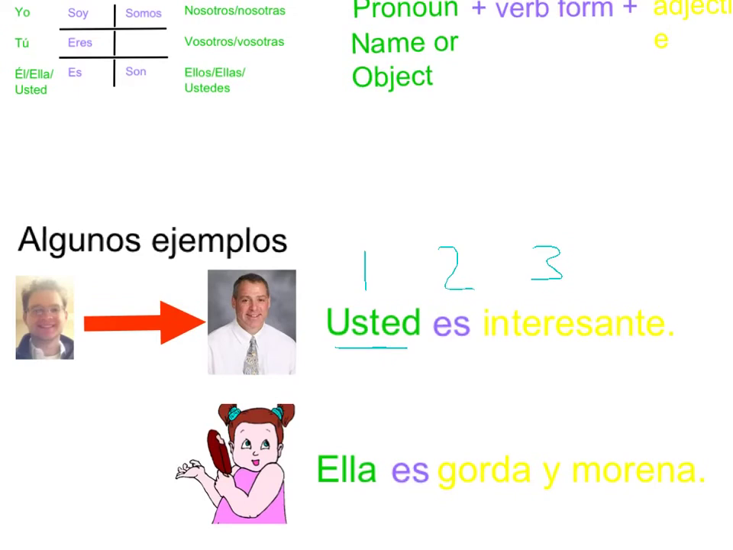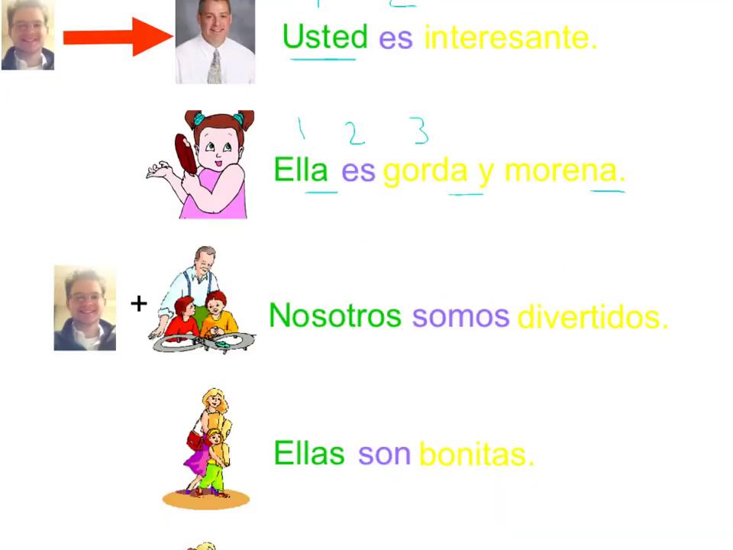Ella es gorda y morena. Now you'll notice that each adjective ends with a because we're talking about a girl and we want to make sure everything agrees. If we look at our next example, you have myself and other people, so it's we. So we use our correct pronoun nosotros, followed by our verb form somos divertidos. We're talking about all guys here, so we use the masculine forms, nosotros and divertidos.